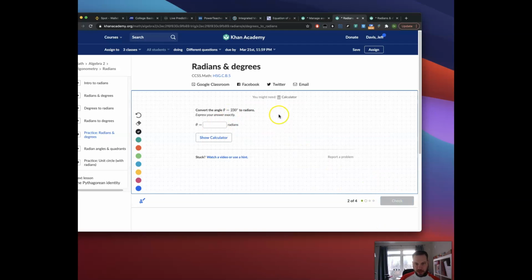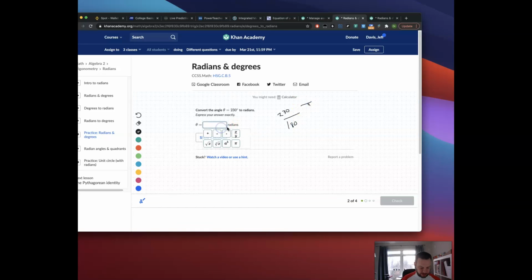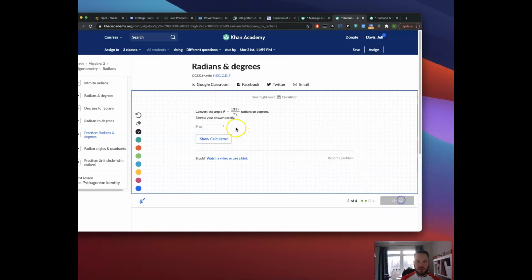So this is angle to radians, so 230 divided by 180. Throw a pi there and reduce. 23 divided by 18 times pi. This is the opposite, so put a 180 there. 133 times 180 divided by 72.